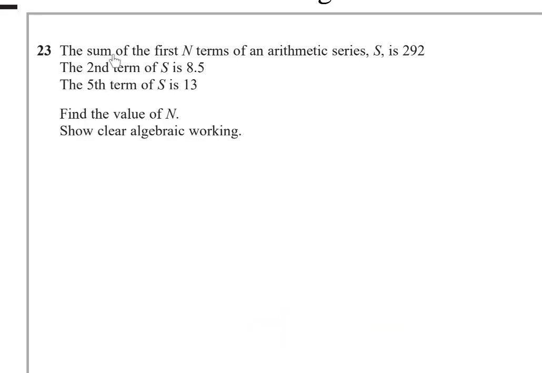23. The sum of the first n terms of an arithmetic series S is 292. The second term of S is 8.5. The fifth term of S is 13. Find the value of n. First, the second term is 8.5. The second term is A plus D equals 8.5. The fifth term A plus 4D equals 13.